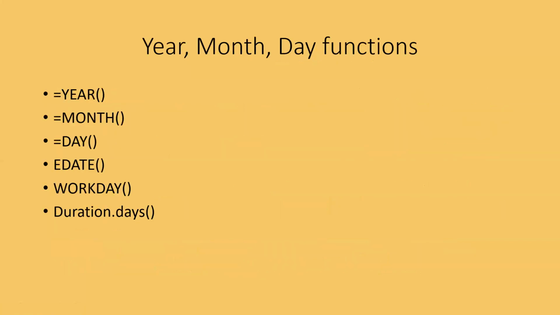Now, to understand that better, we'll have year, month, day functions, and then some other ones again. So for example, here I have year. If I want to get a year function, I can use year equals to this, month this, day this, end of date, workday, duration dot days. So these are some of the functions. We are not limited to this. There are so many of them.